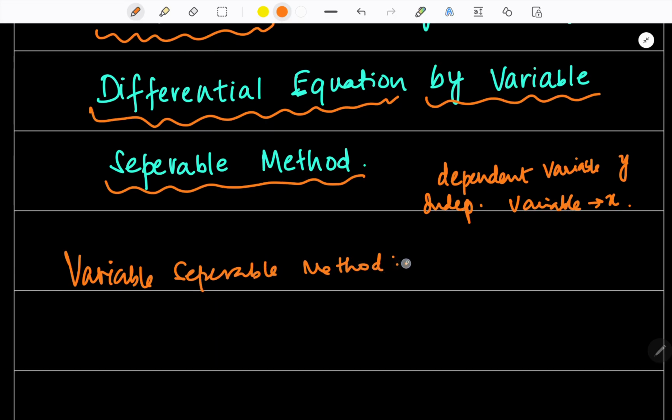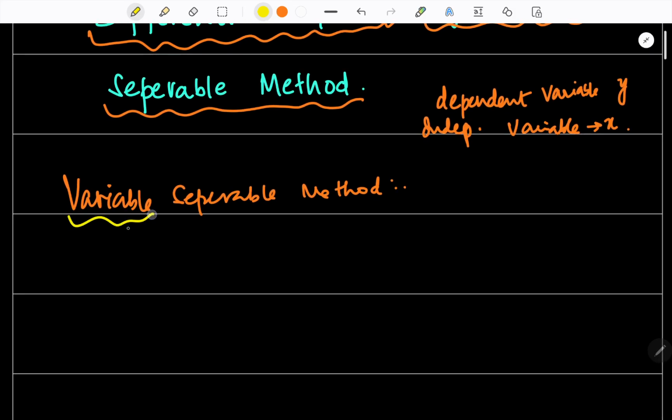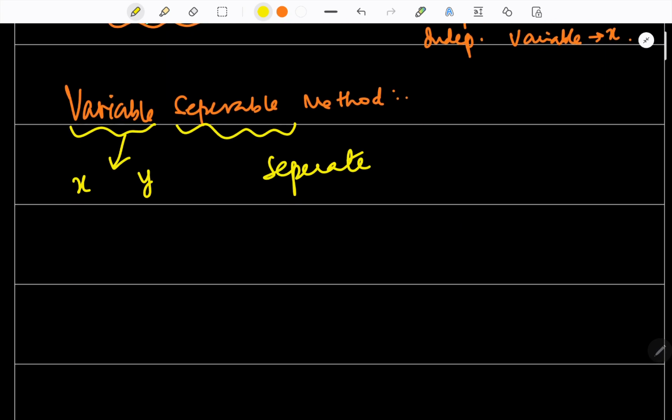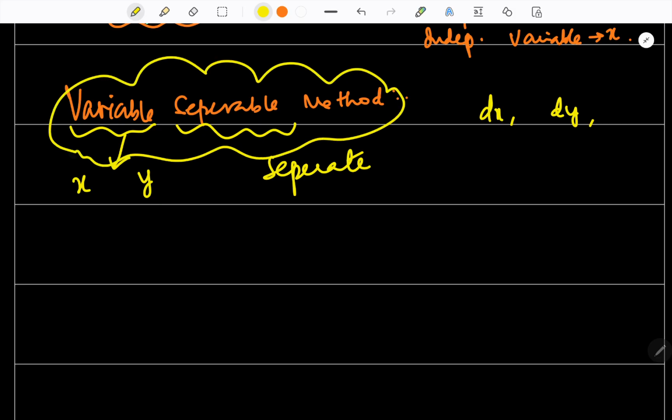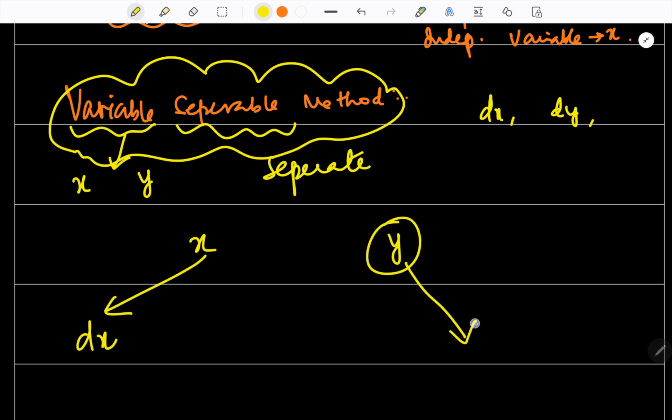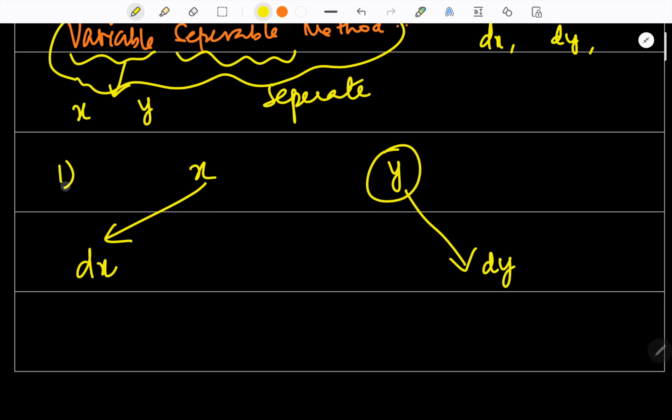The word itself gives you an idea. Variable means you have two variables, x and y. And separable means you are going to separate your x and y. So you are going to solve an equation consisting of dx and dy by separating x with the dx and y with dy. This is the work you are going to do. This is the first step.